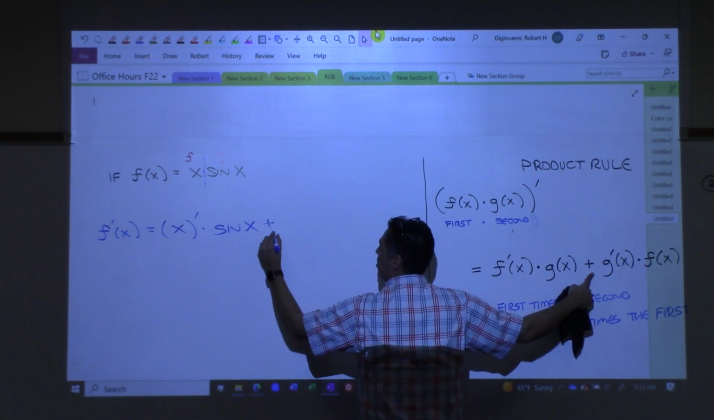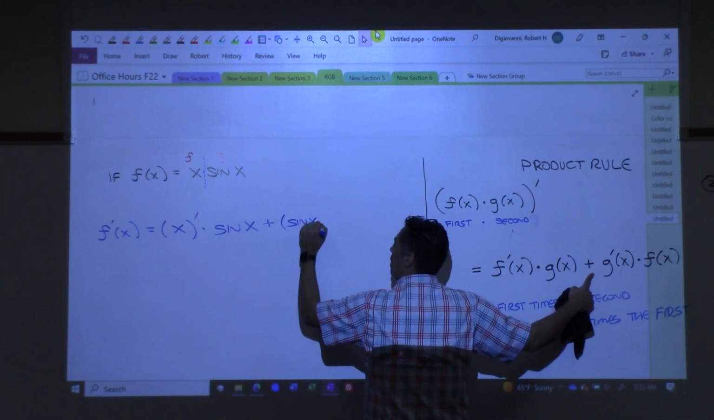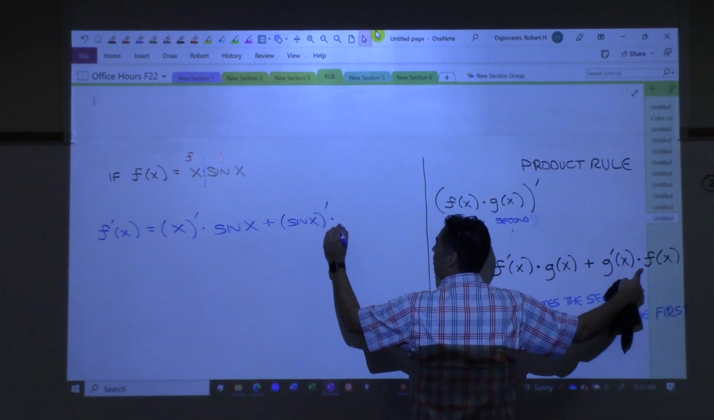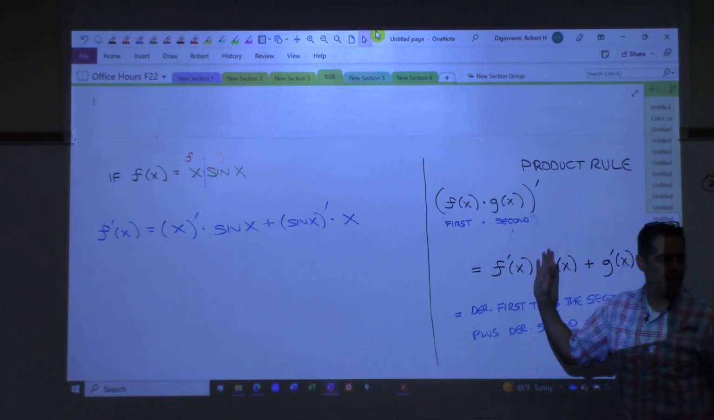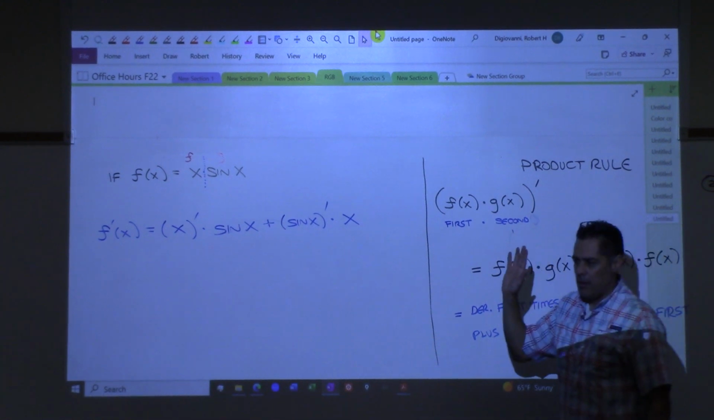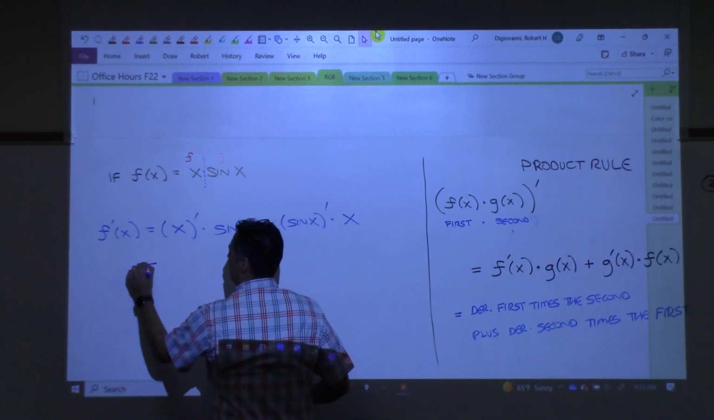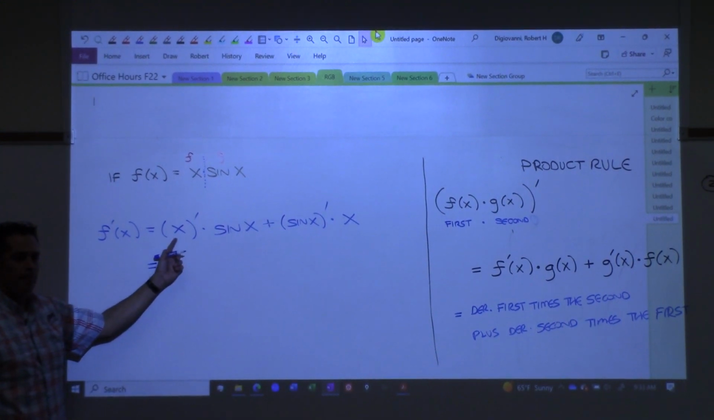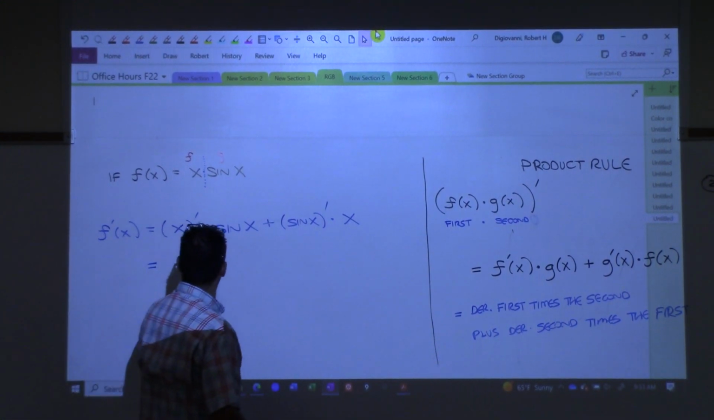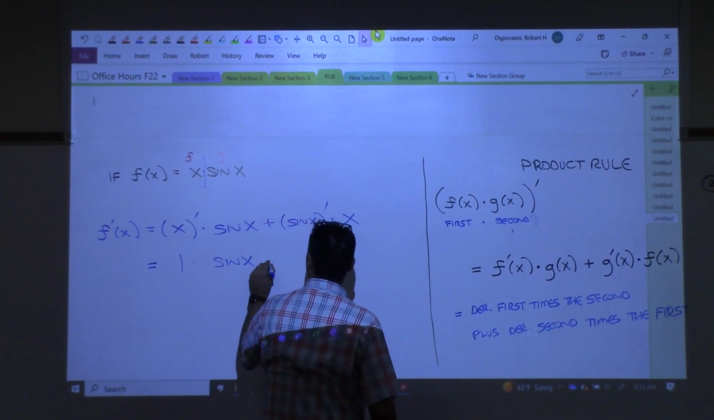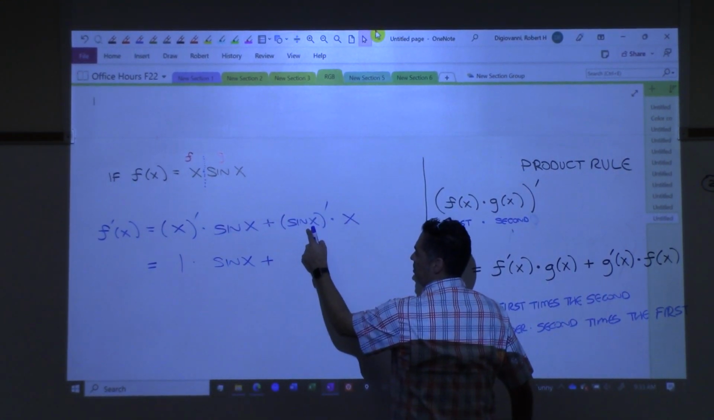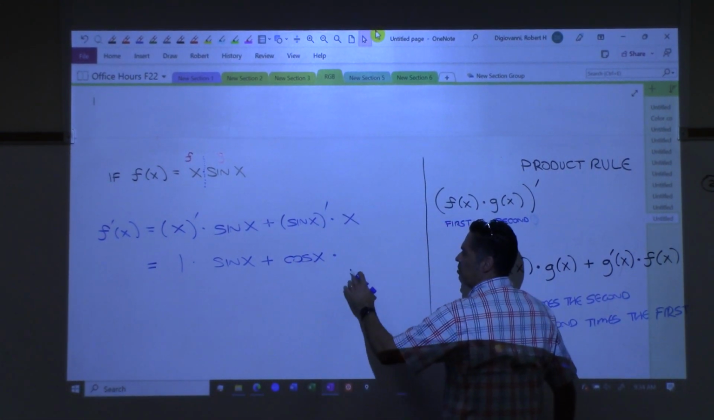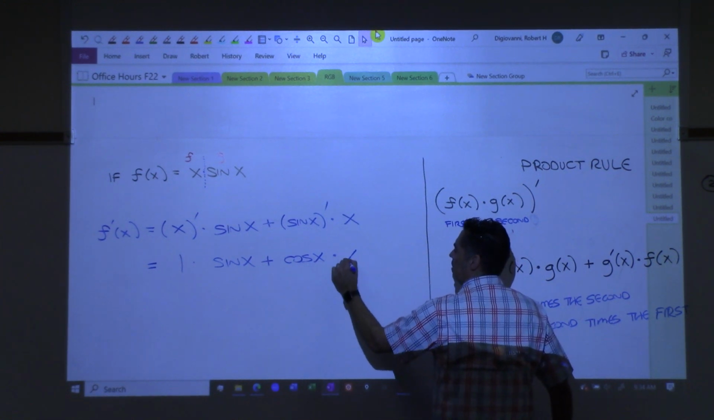Now I need to take derivative of the second one, so I'm going to write sine x, and I'm going to take its derivative. I haven't done that yet. Times the first function x. Everyone see that written down? That clear? Next line, I actually take the derivatives. So what's derivative of x? 1. Okay, so that's 1 times, now this is sine x, we don't change it. And then plus, what's the derivative of sine x? Cosine x. You know that because we talked about that a class or two ago, right? And then times x.